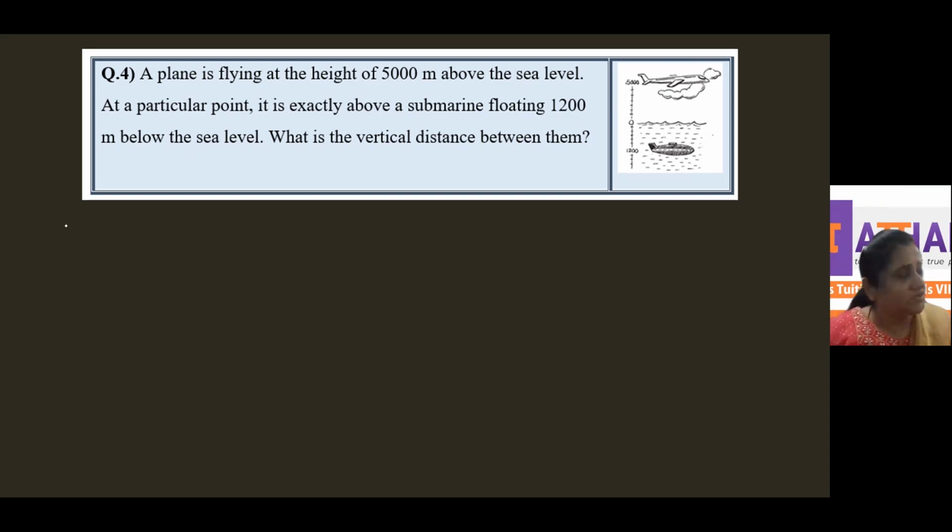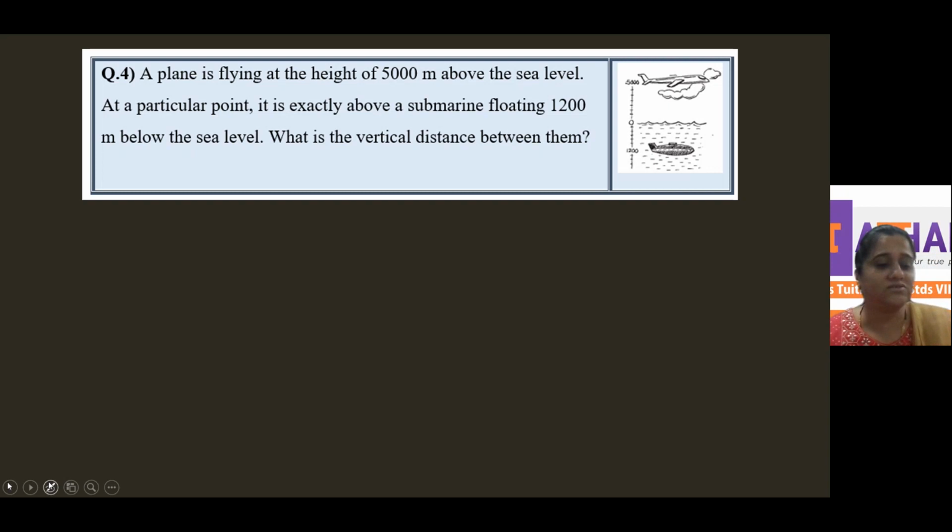5,000 plus 1,200, 6,200. Now, if the distance between the two is 3,800, covering 3,800 meters from the plane, can you touch the submarine? You will not even touch the surface of the water because you have not yet covered 5,000 meters. Only if you cover 5,000 meters will you touch the surface of the water. You have covered only 3,800 meters, 5,000 minus 1,200. Then you will not even touch the surface of the water, right?